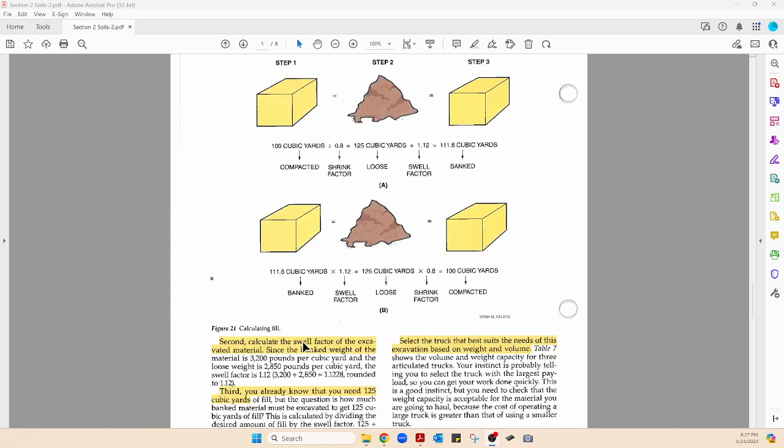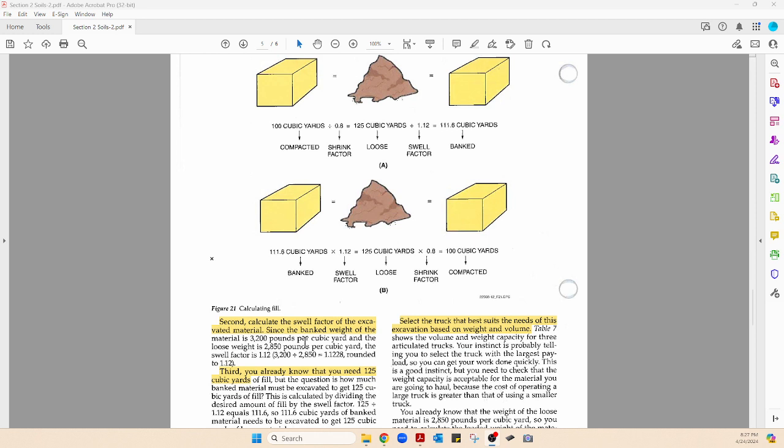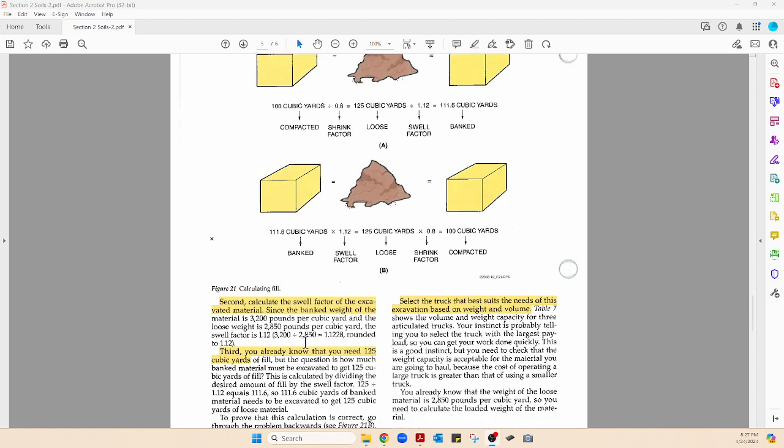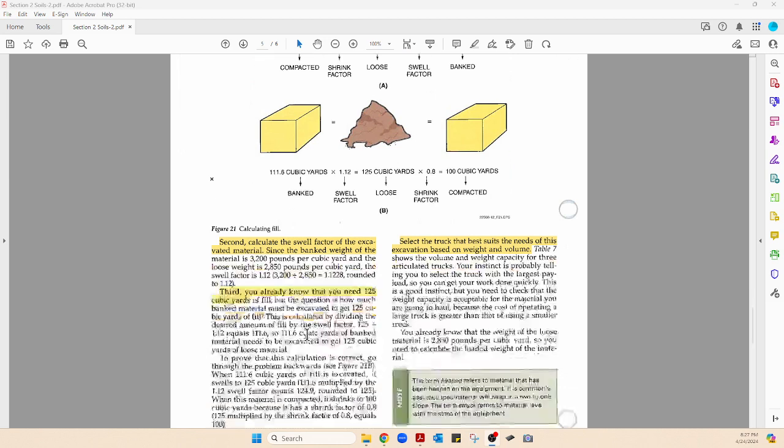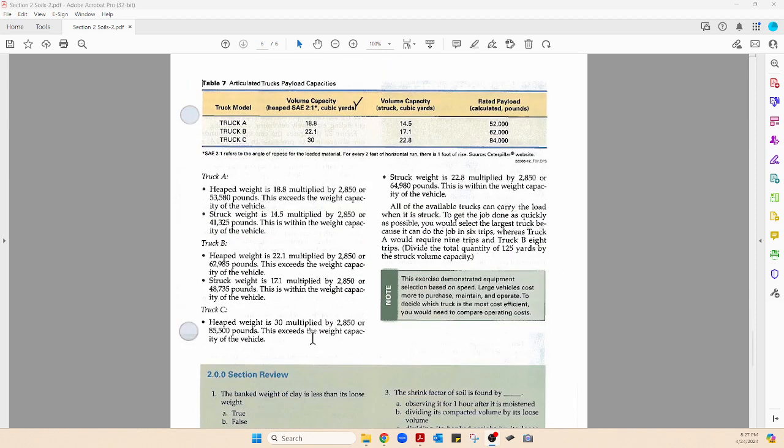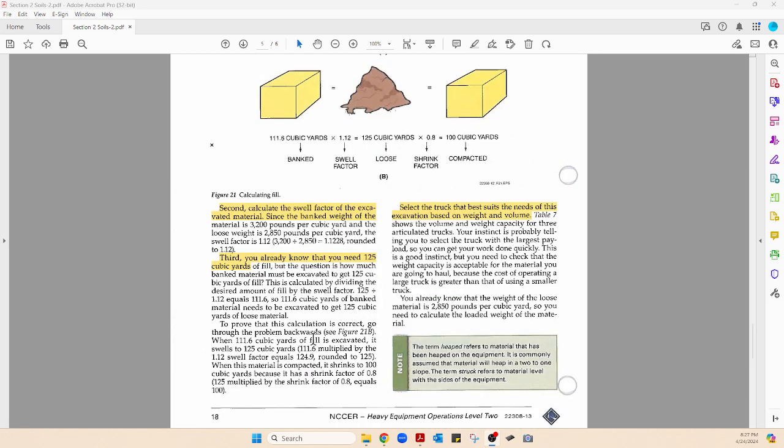The second thing we need to do is to calculate the swell factor of the excavated material. Now, we're going to need to know that. We're going to calculate the swell factor of the excavated material that came out of the hole.